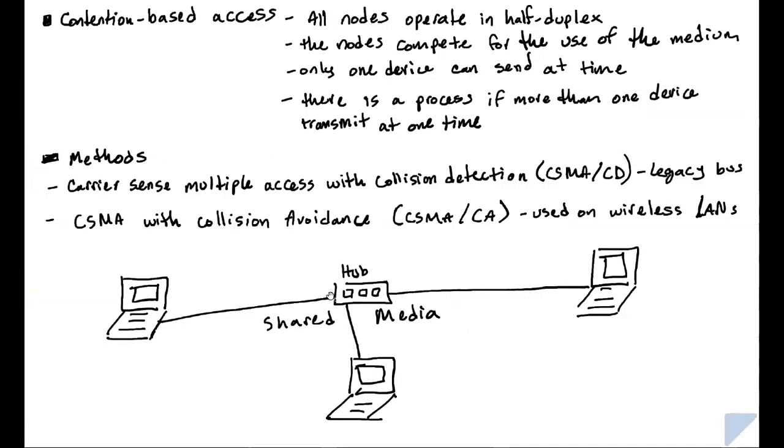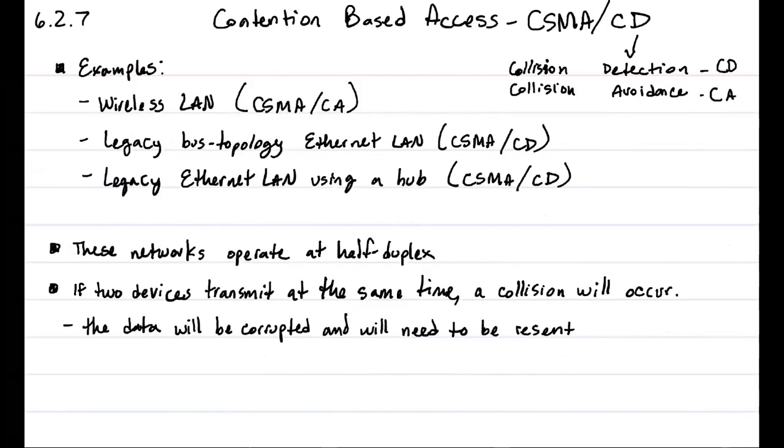Behind this hub, there's a cable connecting it to the internet. Well, the signal for that cable is split into these 3 cables going to these 3 different computers. So in reality, these 3 computers are sharing the same cable. And this is what it's talking about here, where it says legacy Ethernet local area networks using a hub. These networks operate at half duplex. If 2 devices transmit at the same time, a collision will occur. The data will be corrupted and will need to be resent.